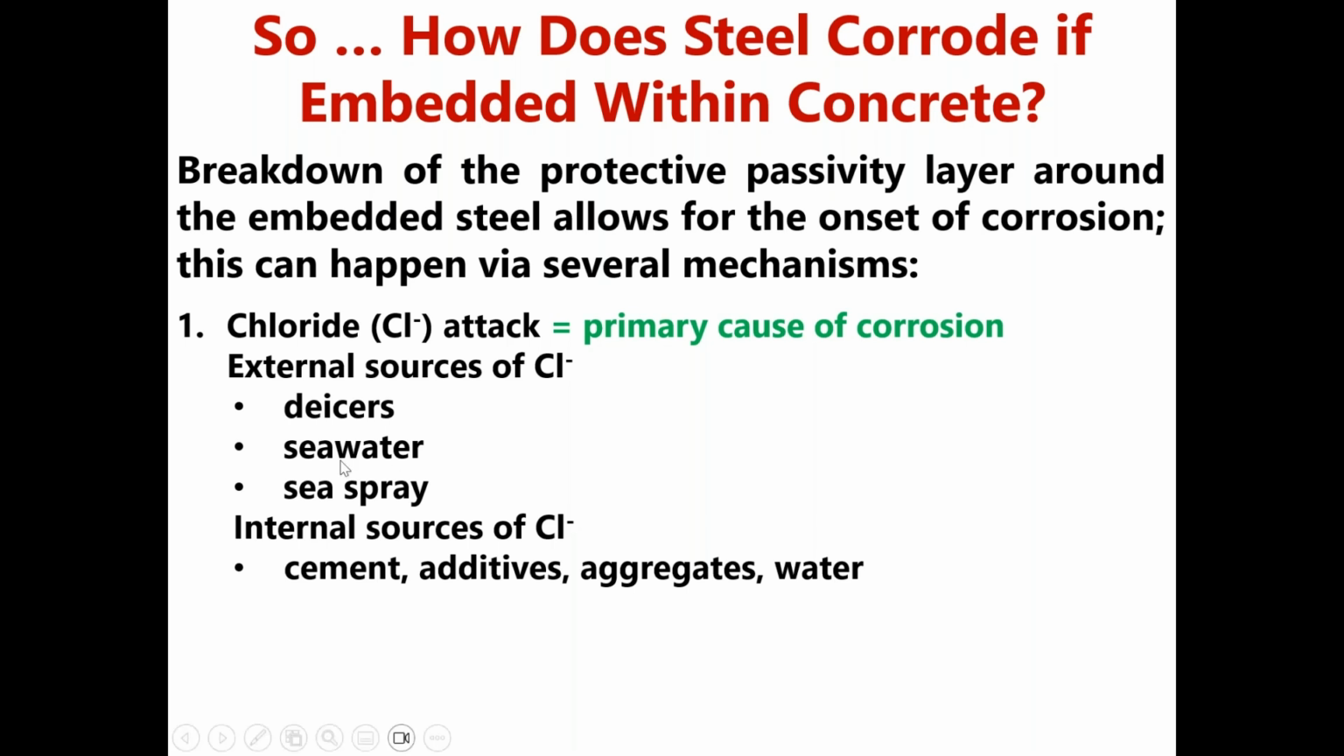embedded steel could be. Also understand that chloride could also be sourced internally within the concrete itself. So the cement may have chloride in it. Additives added to the concrete when it's being mixed may also introduce chloride. The aggregates themselves may contain chloride, and even mixed water might contain chloride. So chloride's everywhere, and it could be sourced both internally to the concrete or externally to it.